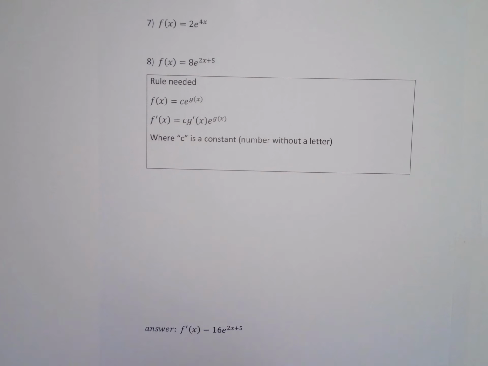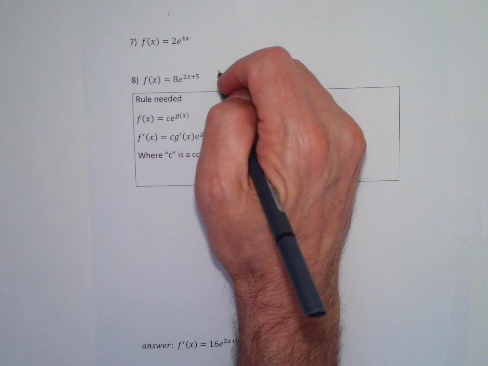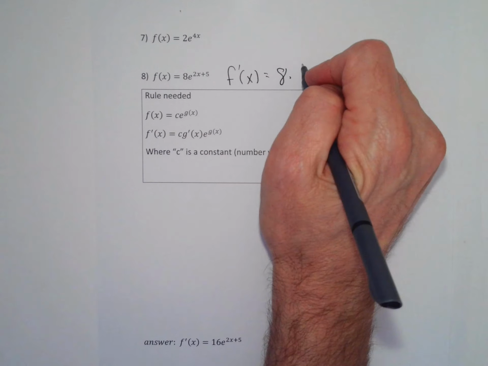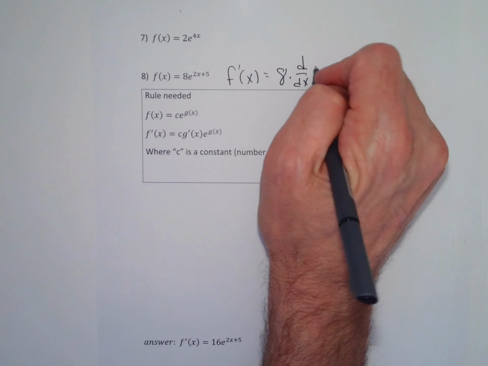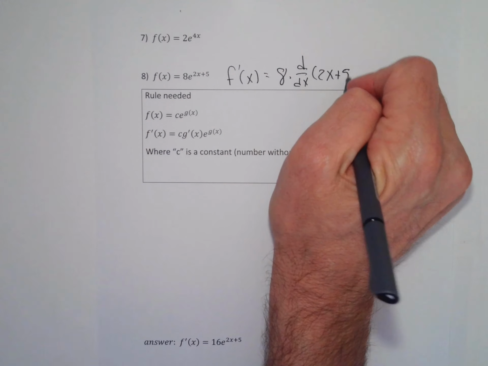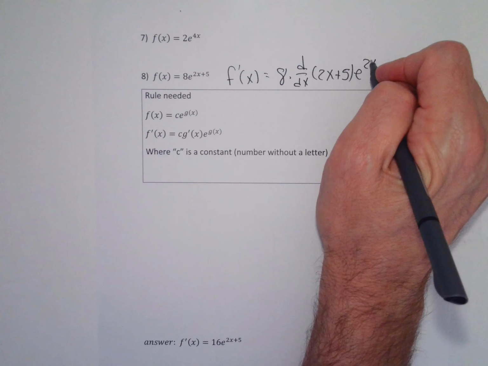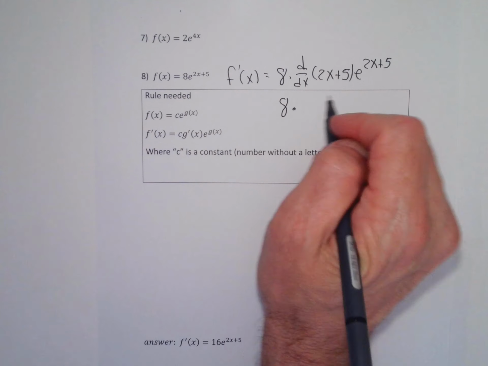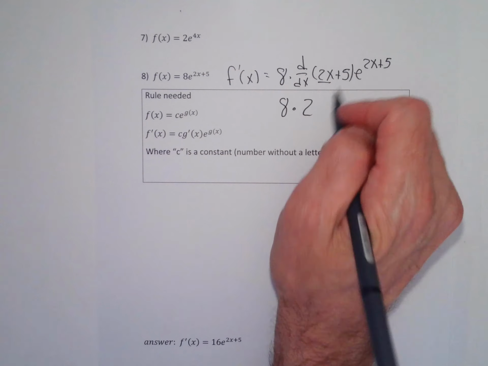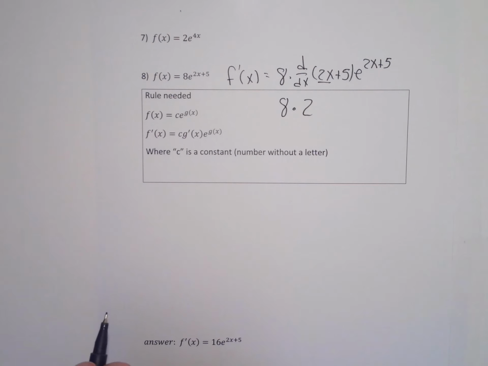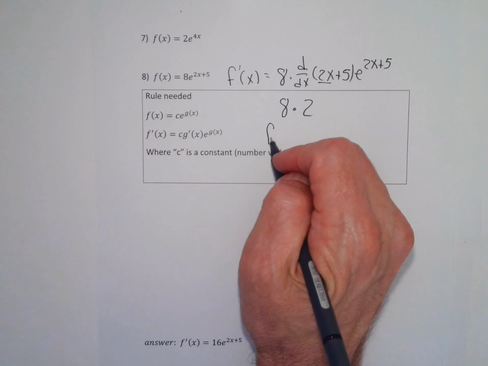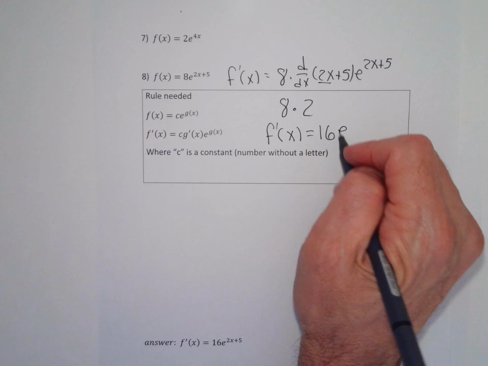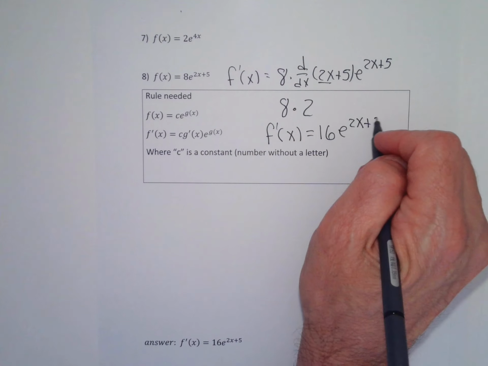Problems 7 and 8 have that coefficient, which is fine. So the derivative for number 8 is my coefficient times the derivative of the exponent times the e function unchanged. That's going to give me 8. And then the derivative of 2x is 2. The derivative of 5 is 0. So the derivative of the exponent is just 2. I'm going to multiply the coefficient of 8 times the derivative of the exponent and get 16. And then the rest of my answer is going to have the e unchanged.